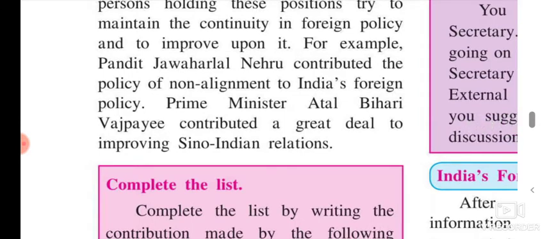Prime Minister Atal Bihari Vajpayee contributed a great deal to improving Sino-Indian relations.